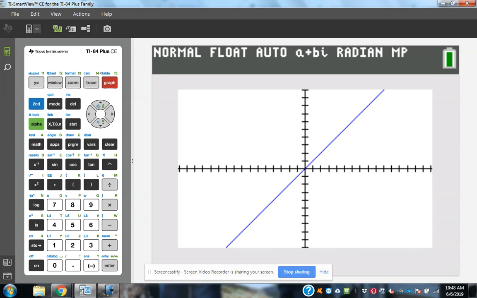Does anybody not get that with their graphing calculator? Sometimes there are some things that could cause it not to work. All right, so if everybody's good with that, let's go back to y equals.